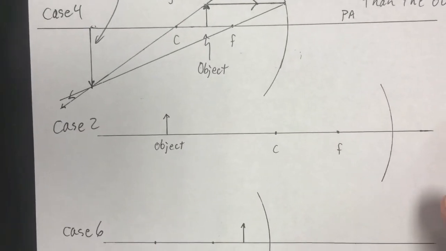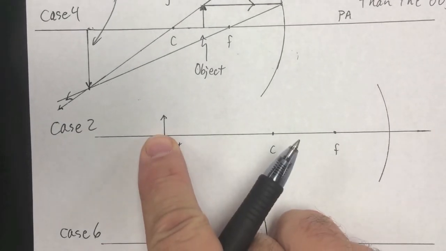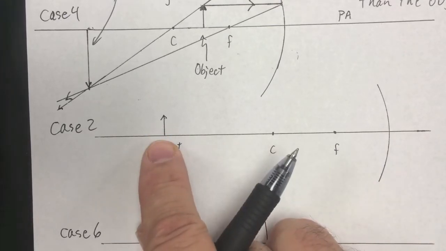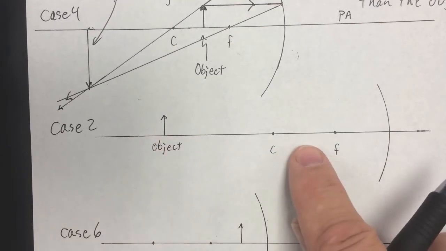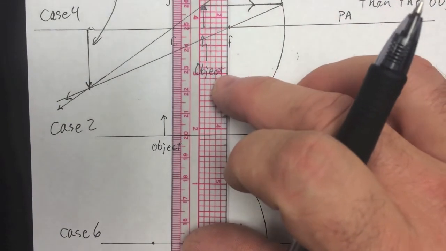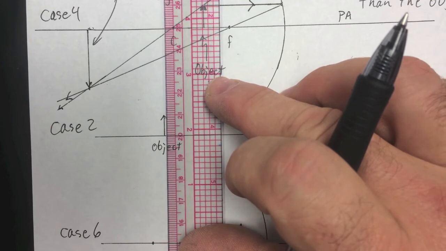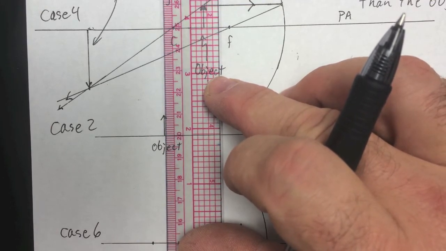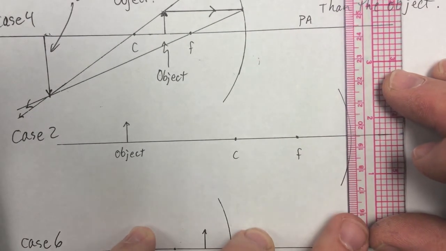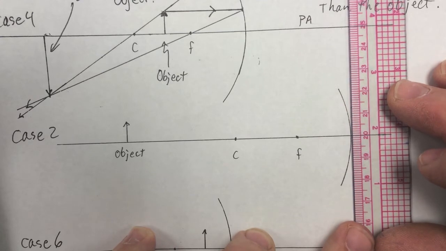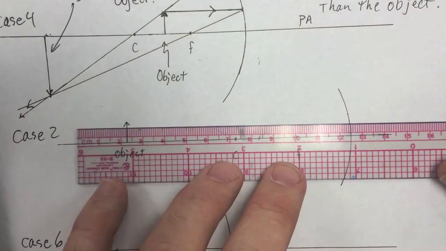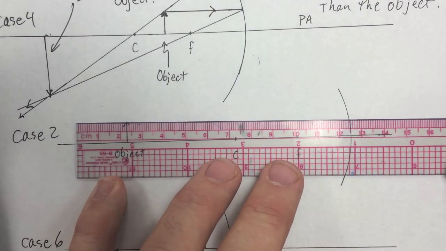Now we're going to move to case 2. You notice that this has switched positions. Now the object is way beyond the center of curvature, so the image is going to be found in here. I'm going to do the same thing: measure the height of my object and then duplicate that height on the mirror so that I make sure the light ray is parallel.